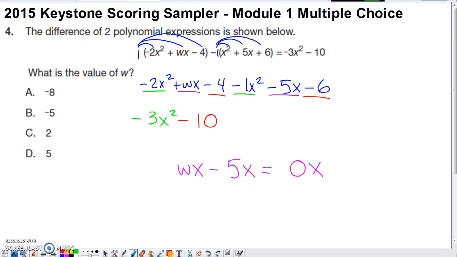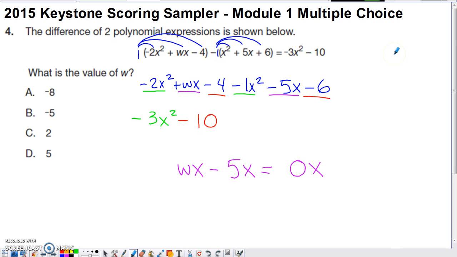4 is kind of tough. They tell us that the difference of 2 polynomial expressions is shown below, but then check out what's in that first polynomial, this unknown letter W. And the question is, what is the value of W? So I thought, well, I'm going to try to actually subtract these 2 polynomials.